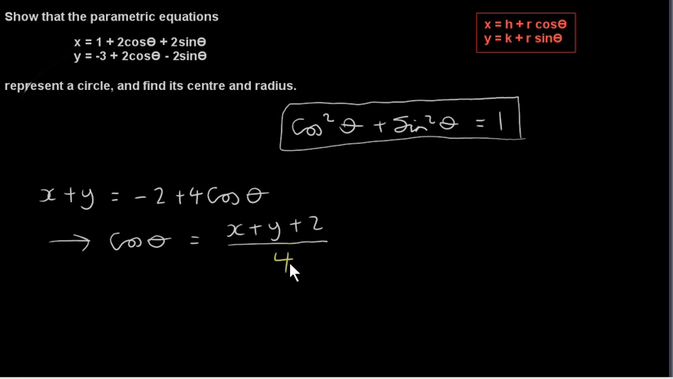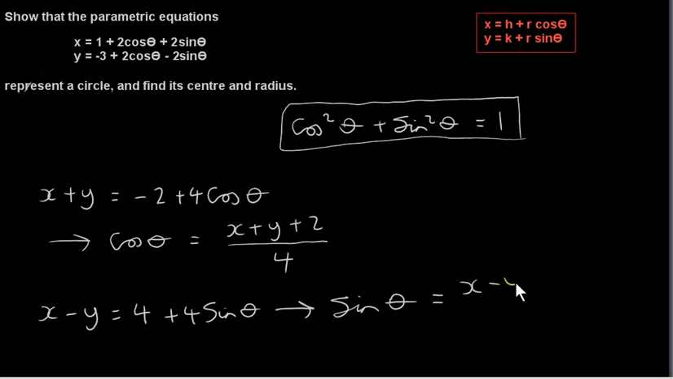all divided by 4. If we subtract these equations, we can actually eliminate the cos theta terms, because you see we have a 2 cos theta and a 2 cos theta here. So if we take the top equation and subtract the bottom equation, we'll have x minus y equals 1 minus minus 3, which is 4. These will cancel out. 2 sine theta plus 2 sine theta will be 4 sine theta. So we can make sine theta the subject here, get sine theta in terms of x and y. So we get sine theta equals x minus y minus 4 divided by 4.